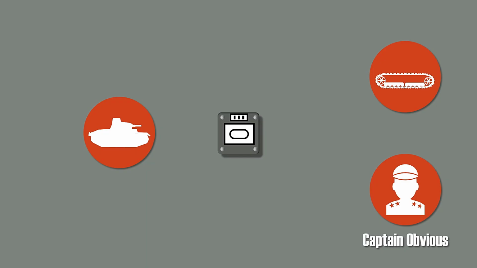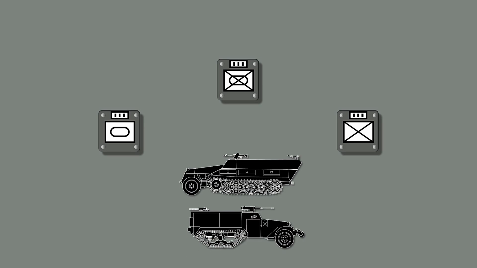Now comes the fun part, combining the basic unit types. Let's take a tank symbol and combine it with the infantry, and I think it looks great. This is now an armored infantry or mechanized infantry unit.